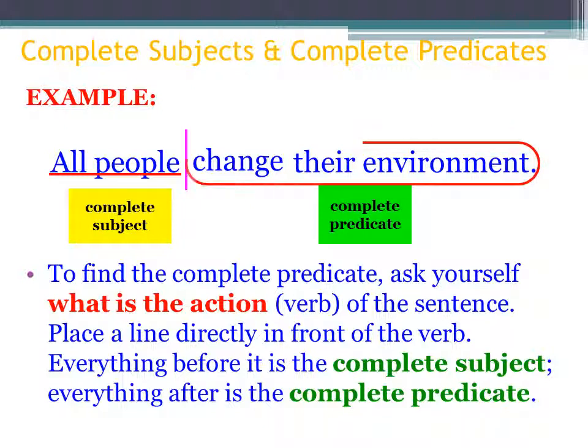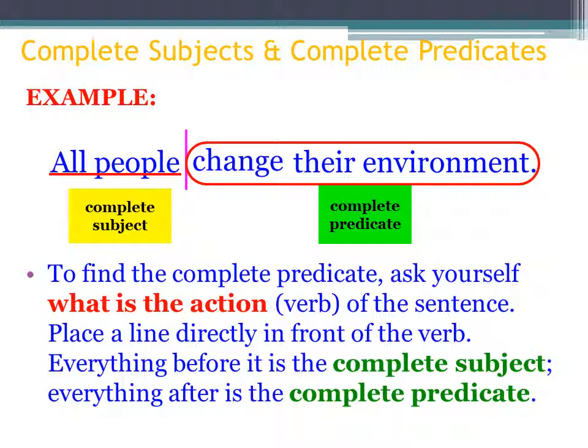We can also designate the difference between complete subject and complete predicate by indicating how they're different. Notice that we've underlined the words all people, because that's the complete subject. We can use a circle around change their environment to show the difference between this part of the sentence and that part of the sentence. The complete subject is underlined, the complete predicate is circled. It's best to do this because that way, if you don't have a highlighting tool, it's easy for you to look at what the difference is, and if you're doing an assignment, it's also easy for you to show your teacher that you're doing that as well.